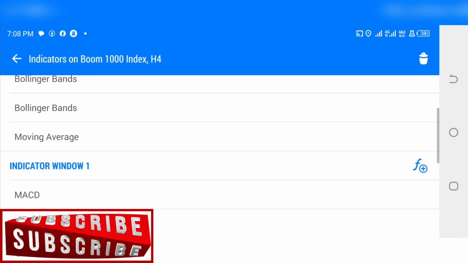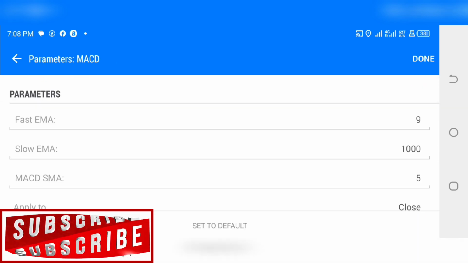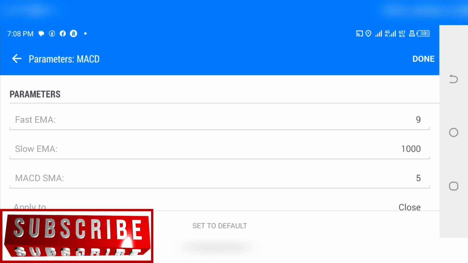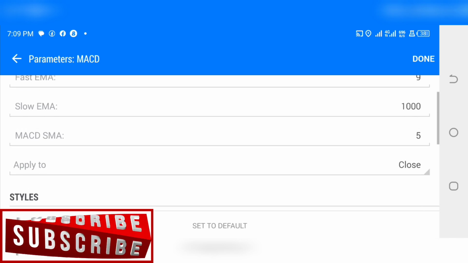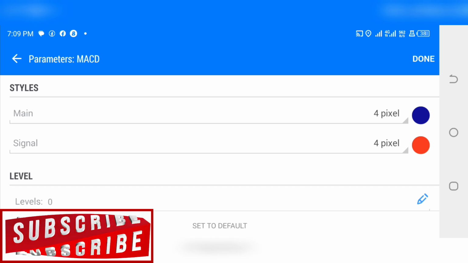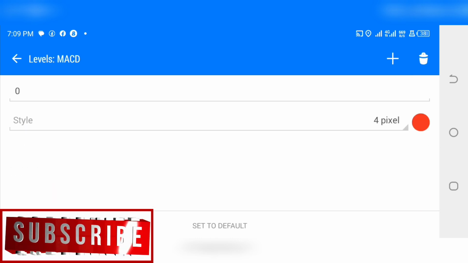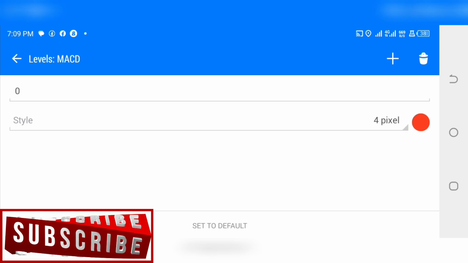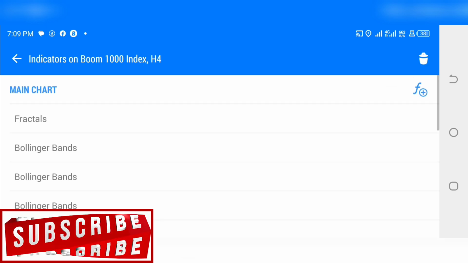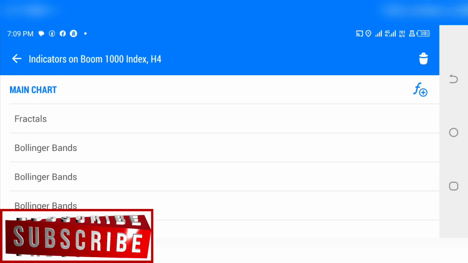The next MACD, the last MACD: fast EMA is 9, slow EMA is 1000, MACD SMA is 5. Main is 4 pixel dark blue, signal is 4 pixel red. Click on levels and enter 0, then 4 pixel red. So that is it. Once you're done with that, you're good to go.